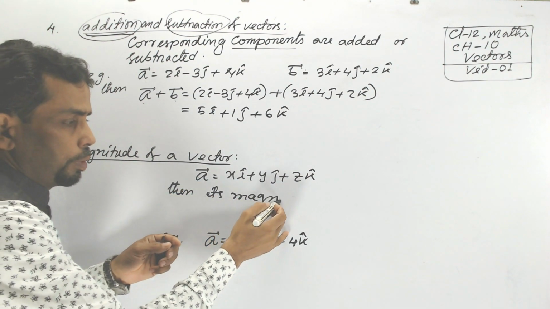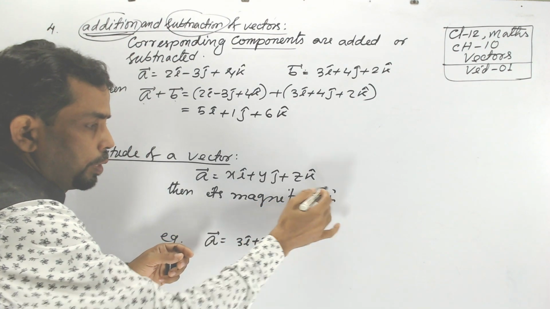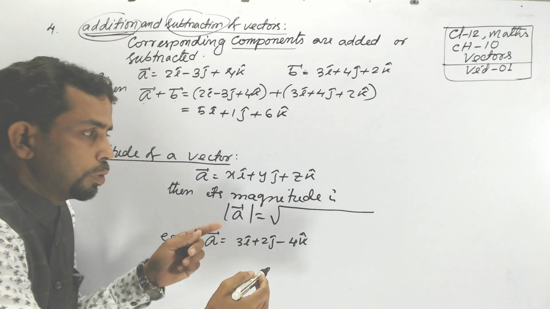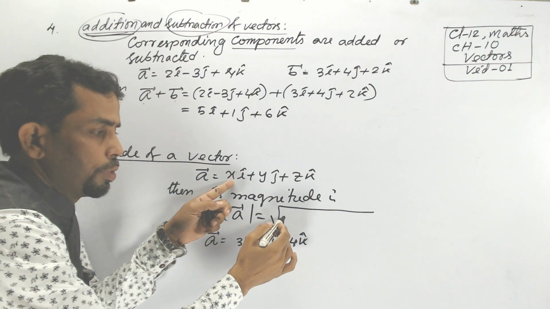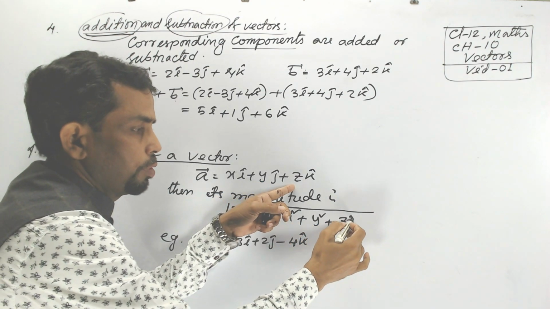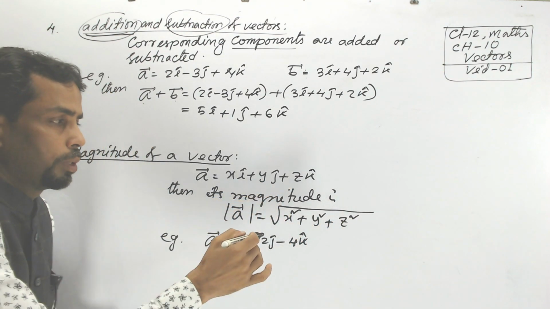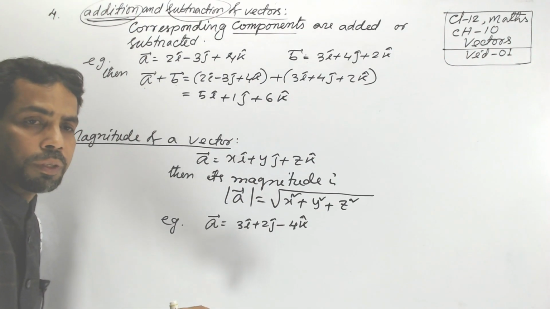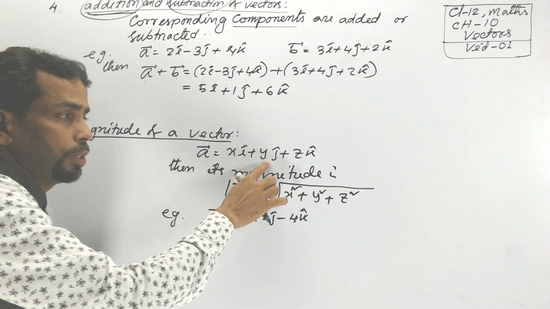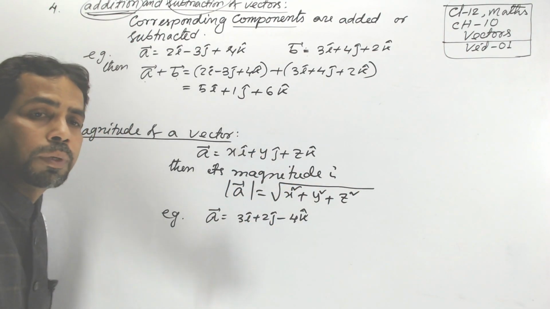Magnitude is like this: the sum of squares of the corresponding components, that means the coefficient of i squared, coefficient of j squared, and coefficient of k squared, summed.